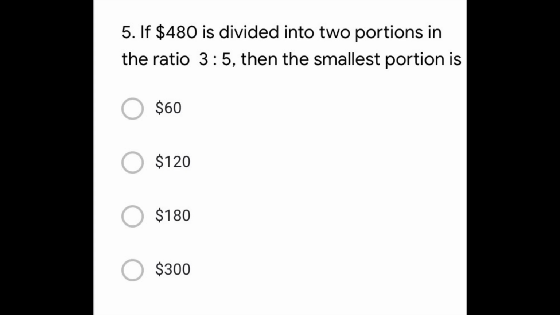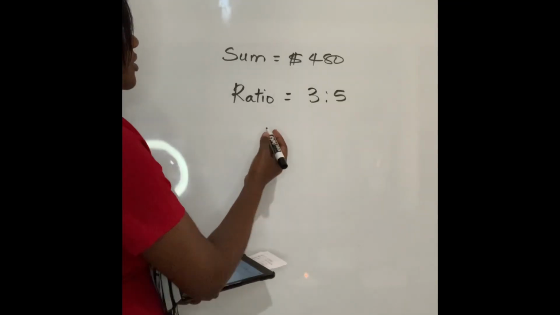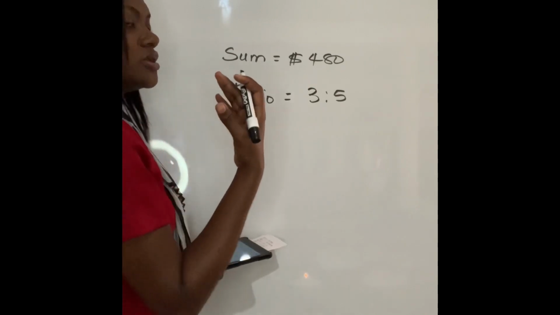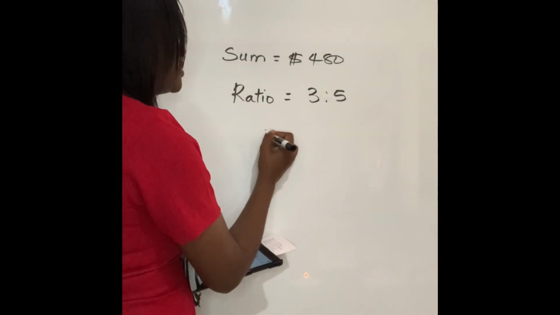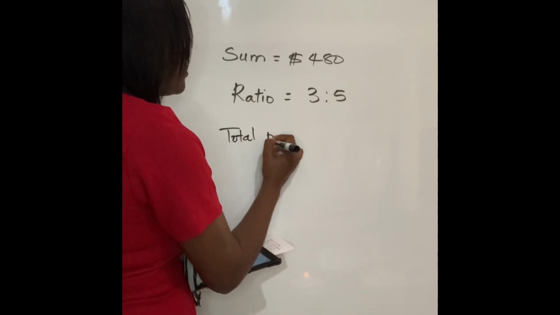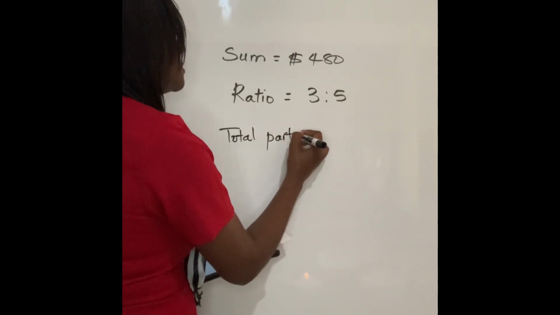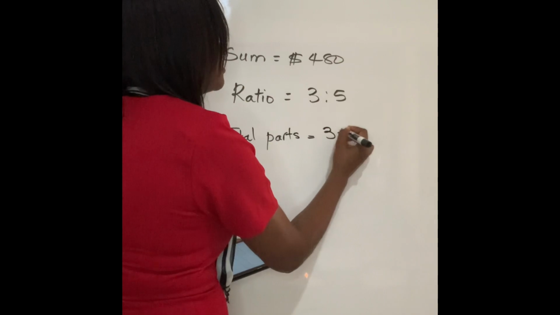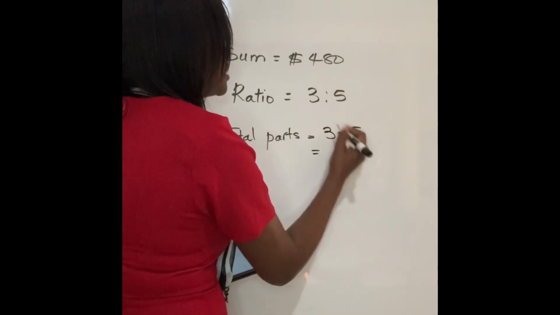You're asked to share the sum of money, $480, in the ratio 3 to 5. And of course, once you're working a question like this, you're going to add the ratios to find out the total number of parts. So total parts is 3 plus 5, which gives us 8 parts.